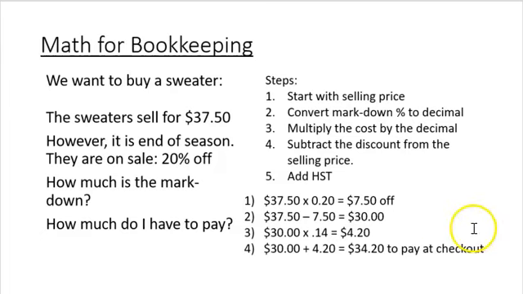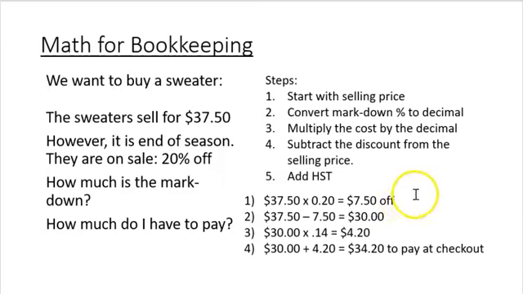Okay, so we want to buy that sweater. So that sweater, as we figured out before HST, was $37.50. But now it's end of season and they're 20% off. How much is the markdown and how much do you need to pay? Okay, so we start with the selling price and convert the markdown to a decimal. Okay, so we figure out that the decimal is 0.20.